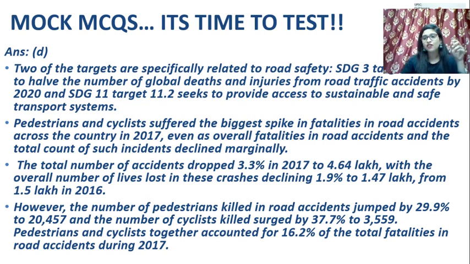So yes, guys, 2 of the targets which are particularly related to road safety are as follows. What is the first one? The first one comes under your Sustainable Development Goals. Target 3.6, guys, is to halve what? The number of global deaths and injuries from road accidents by the year 2020. They wanted to reduce the number of road accidents that are taking place.